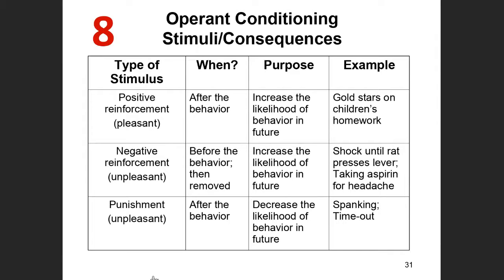So what you need to do to determine what type of consequence or stimulus it is, figure out when it's occurring, what its purpose is, and of course I've got some examples here. So with positive reinforcement, it's something pleasant. It occurs after the behavior, and what you're trying to do is increase the behavior in the future. An example is gold stars on children's homework.